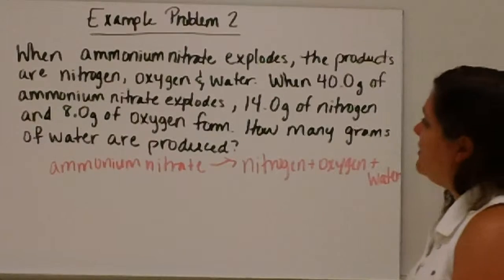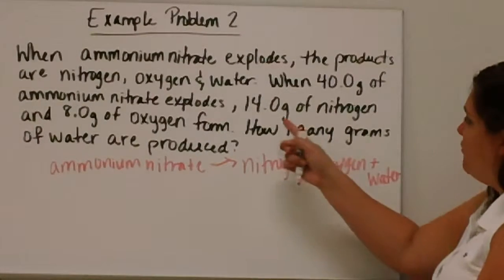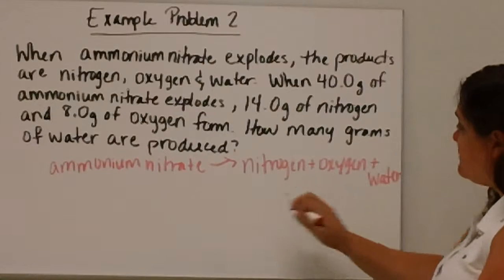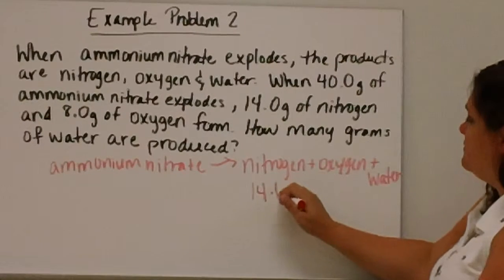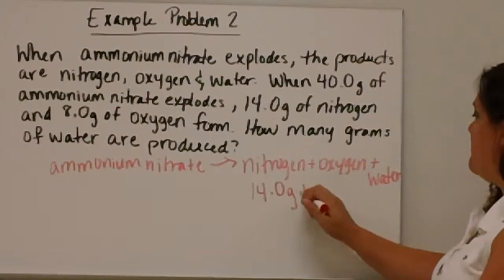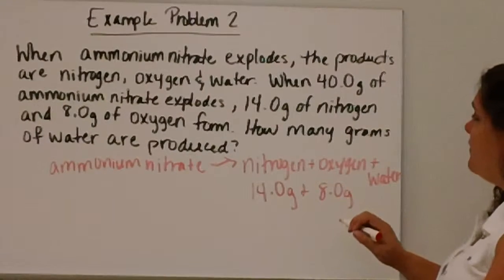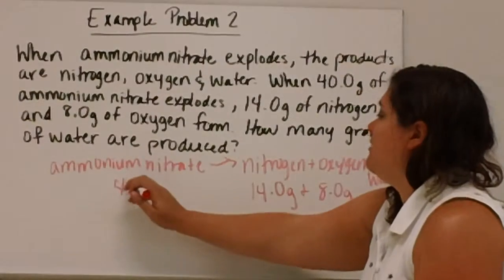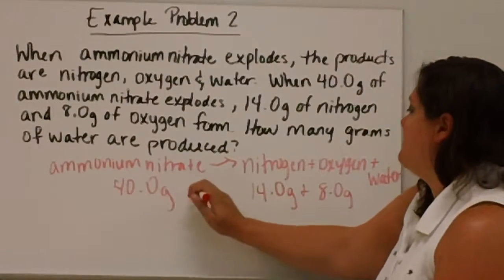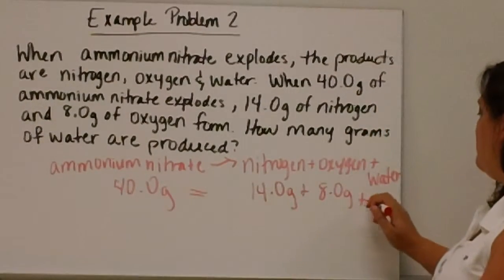So when 40 grams of ammonium nitrate explodes, 14 grams of nitrogen and 8 grams of oxygen form. We have 40 grams of ammonium nitrate. So how many grams of water?